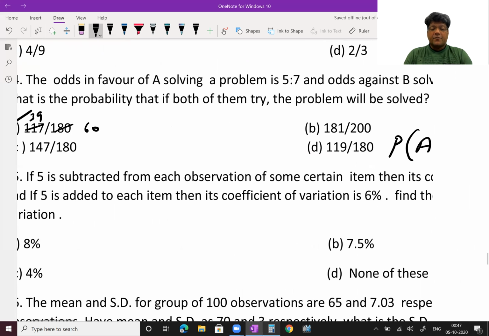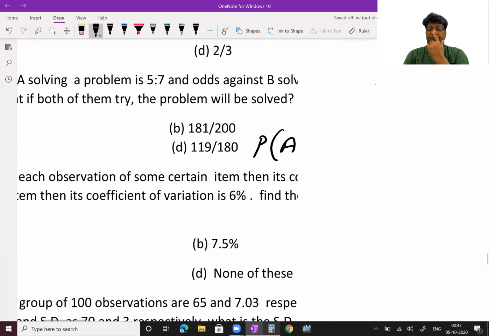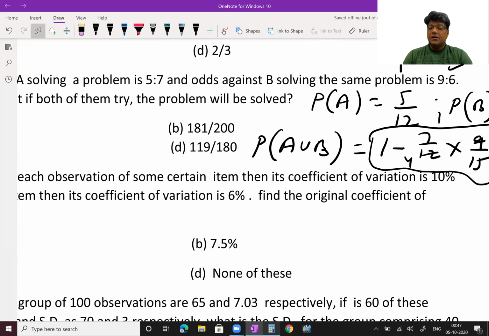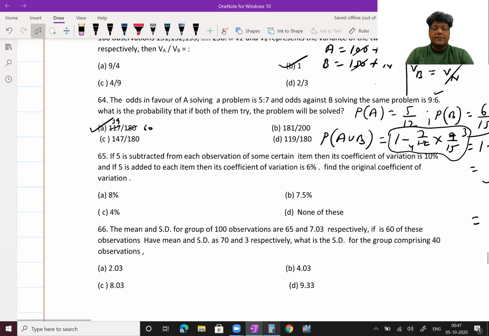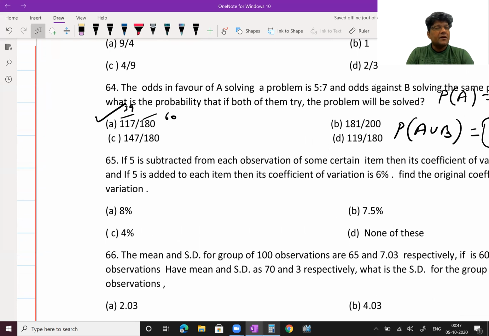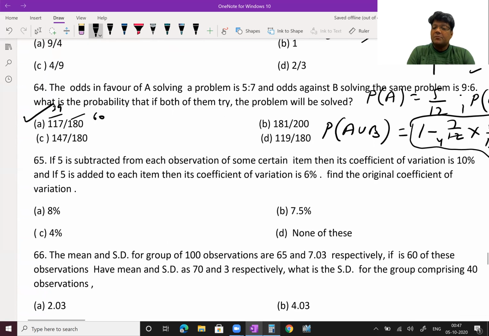5 is subtracted from each observation of some certain items. Then its coefficient of variation is 10%. And if 5 is added to each item, then its coefficient of variation is 6%. Fine, guys, this is a good question. 5 is subtracted from each observation. Suppose the original observation I am denoting by x. So 5 is subtracted from x means x minus 5. Then its coefficient of variation is 10%.